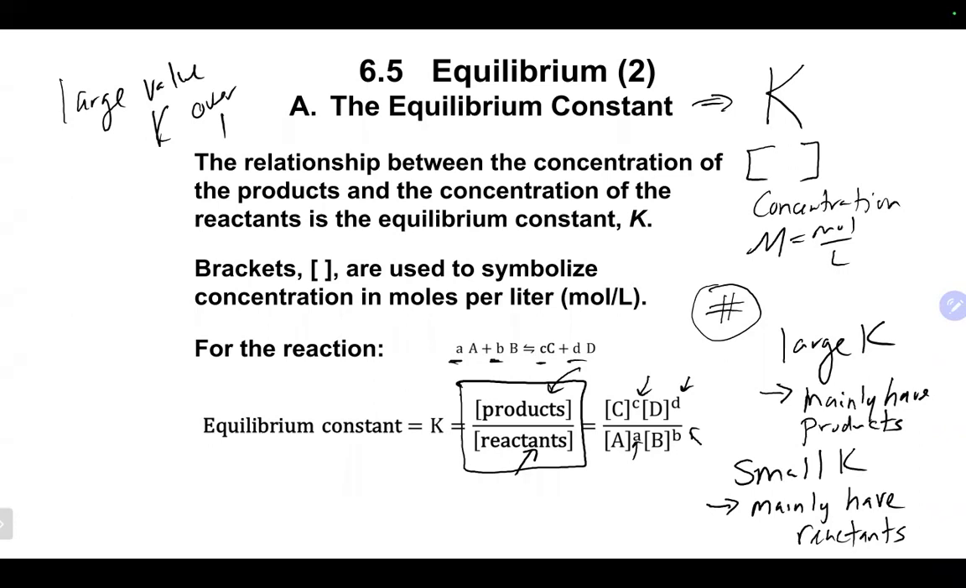What is considered a large value? 1 is considered a large value. So anything 1 and above, if you're given a K value, you would assume that you would have products at equilibrium. Anything less than 1, it would be the opposite. You would expect to have reactants at equilibrium. And again, mathematically speaking, a large number is achieved by having a large top number and a small bottom number when you divide, and vice versa. A small number means you have a larger bottom number and a smaller top number when you divide 2 numbers.